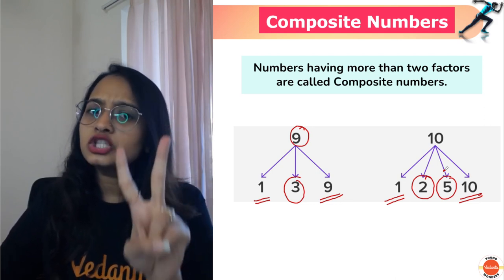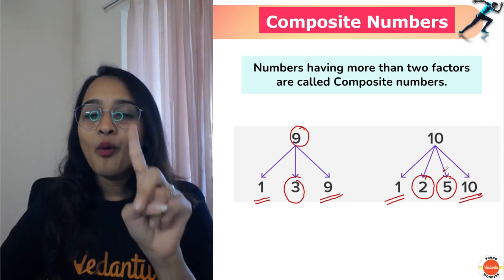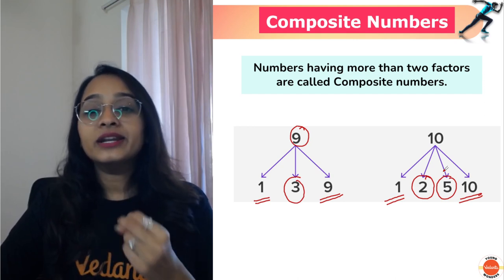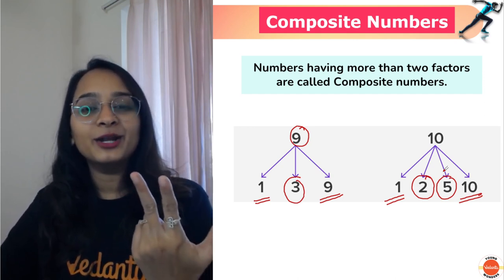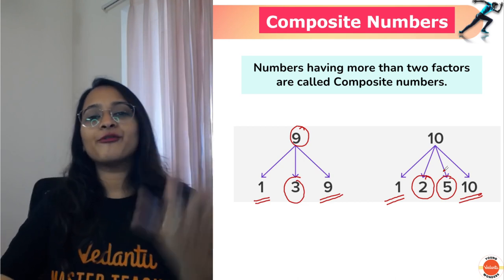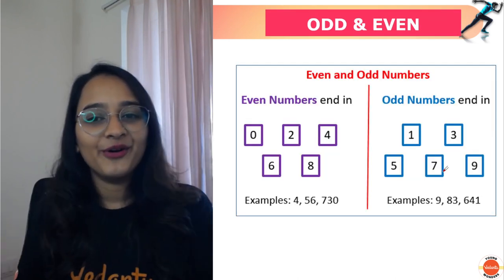A prime number has only two factors. What are they? 1 and the number itself. When it comes to composite numbers, they will have more than two factors. It can be 3, 4, 5, 6 or so on.